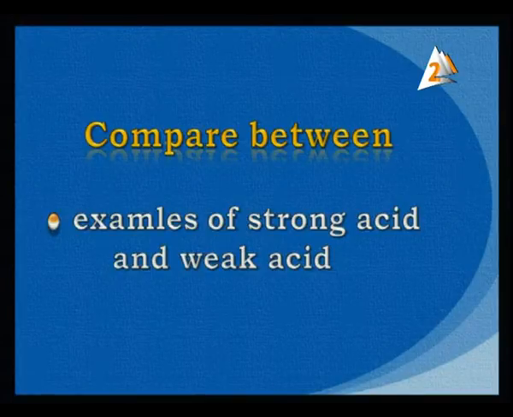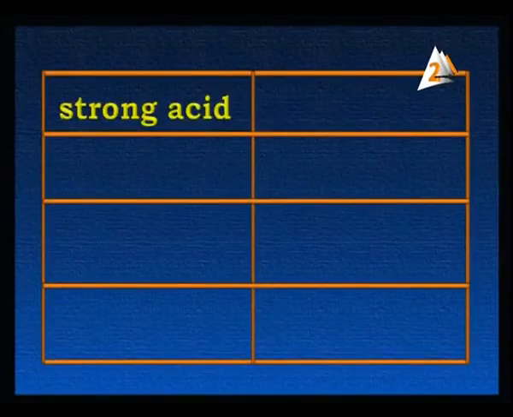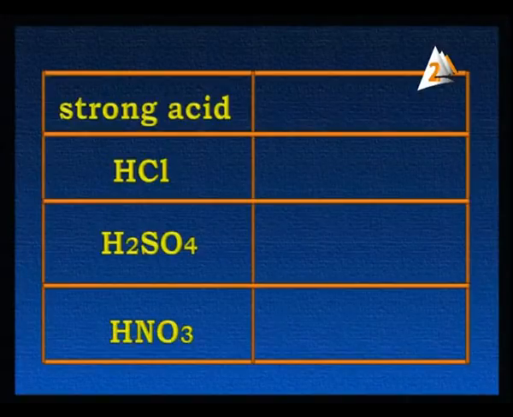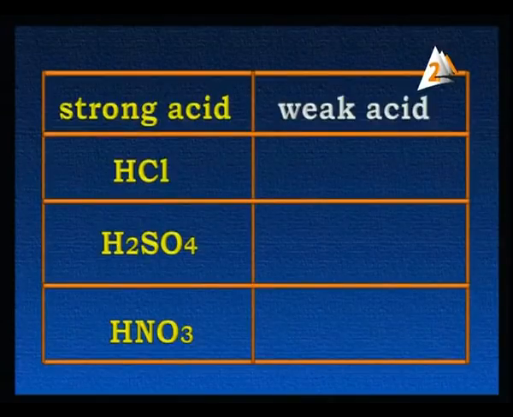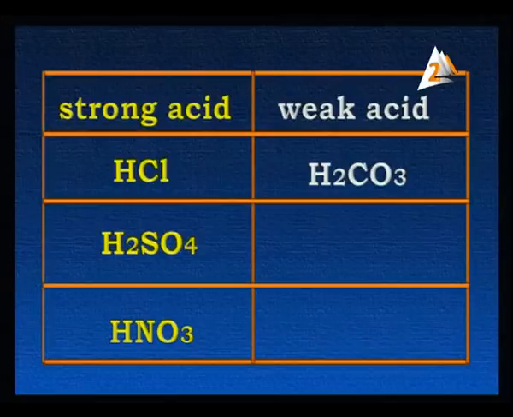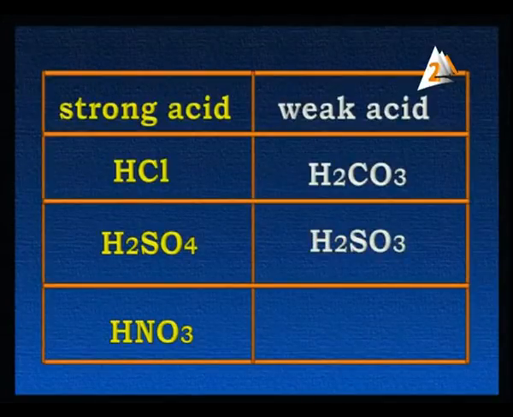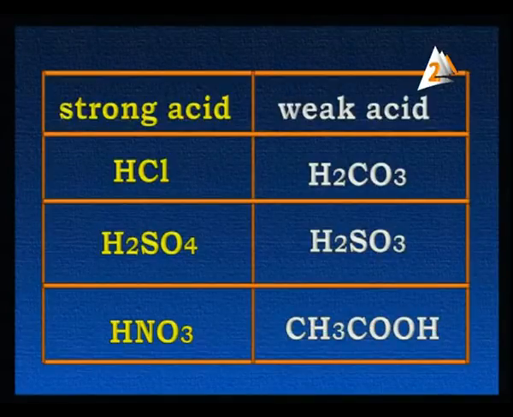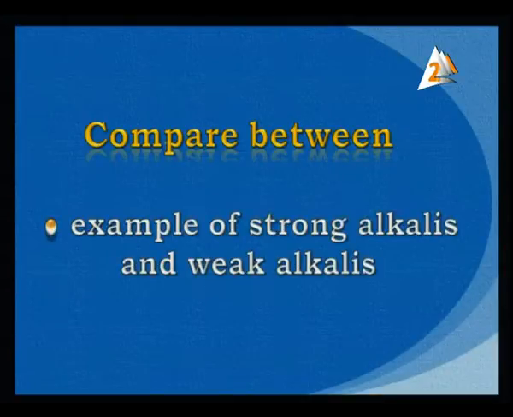We have a comparison between examples of strong acids and weak acids. It's very easy. We have here the table, and in the first cell we have strong acids like HCl, H2SO4 and HNO3. They are very, very strong acids. The second one, we have weak acids: H2CO3, carbonic acid, and H2SO3. And we have CH3COOH. Any organic acid is a type of weak acid. Don't forget this.